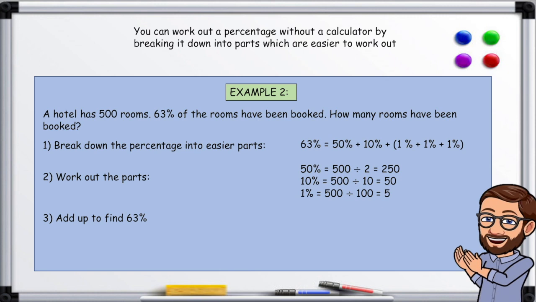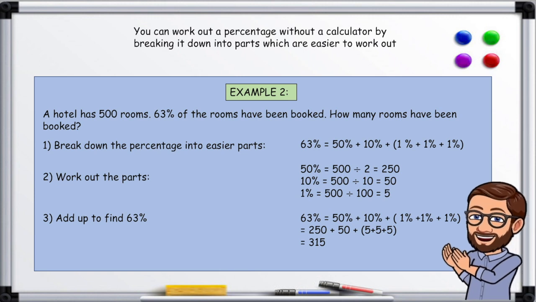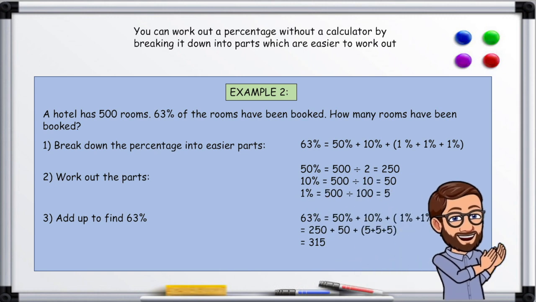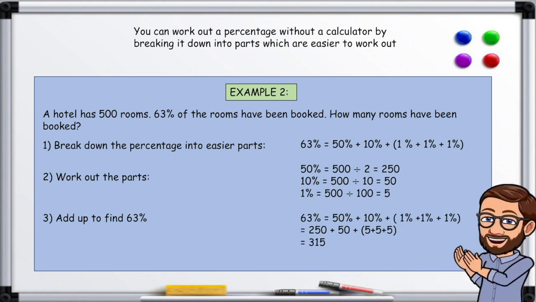Add up to find out 63%. 63% equals 50% plus 10% plus 3 1%. So 50% of 500, as we found out, is 250. Plus 10% of 500, which is 50, plus our 3 1%, which we know 1% of 500 is 5, so we just add 3 5s onto it. So the total we have now is 315. So there are 315 rooms that have been booked.